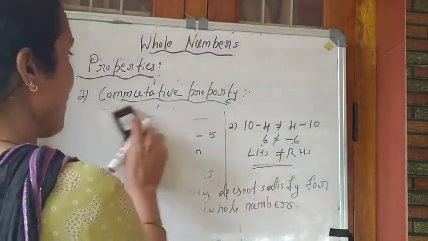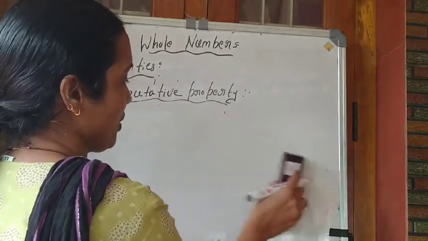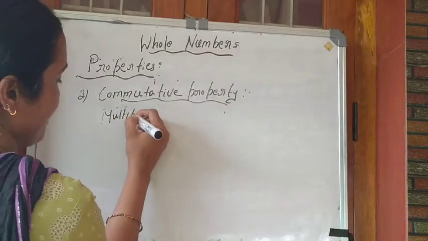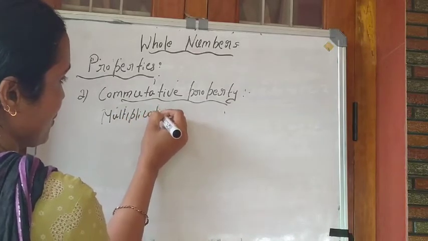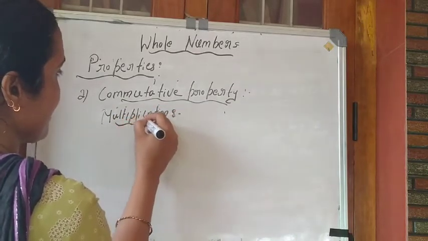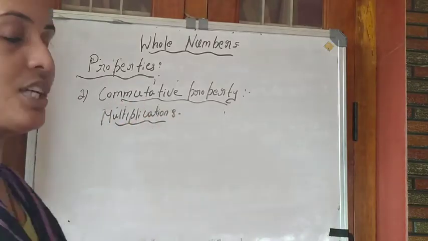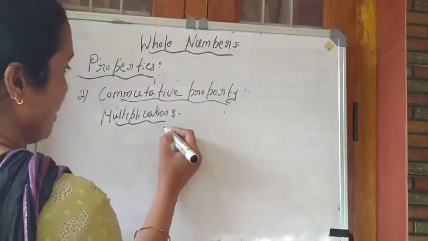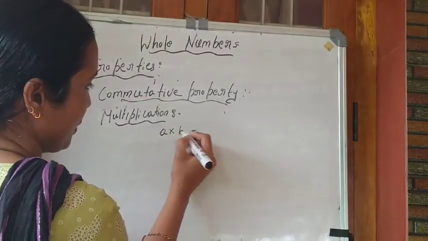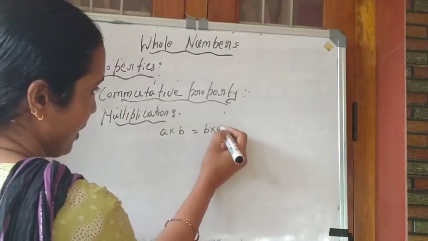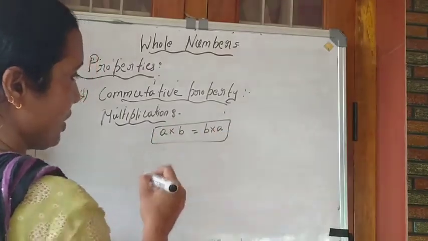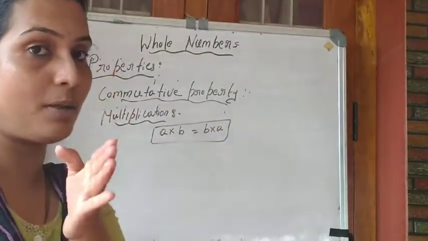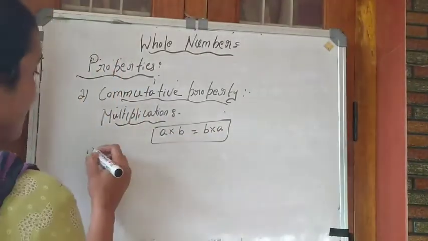Is it satisfied for multiplication of whole numbers? See, if you consider A and B as two whole numbers and I change the position, A into B is equal to B into A. Let us simplify by giving some examples.